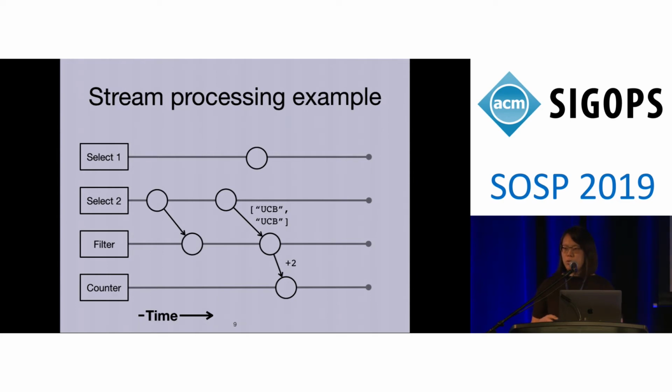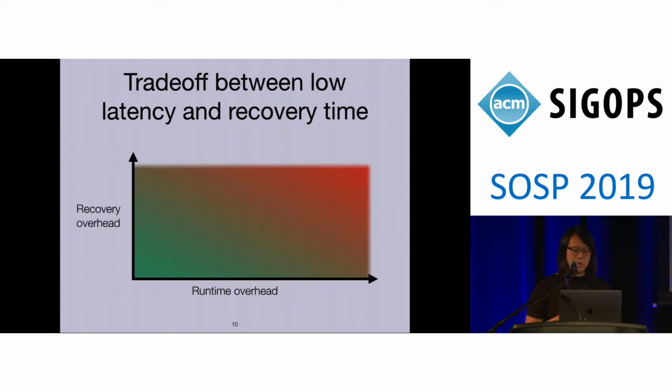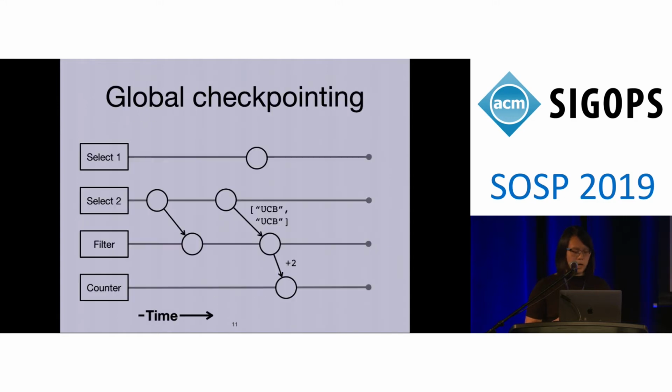So next, let's walk through how systems today achieve recovery for stream processing systems. So first, we'll look at a global checkpointing technique, which is one of the two main recovery techniques. In this approach, we'll take a consistent global checkpoint across all of the operators on some time interval, and we can do this asynchronously to reduce the runtime overhead.